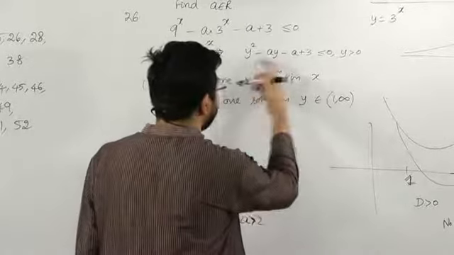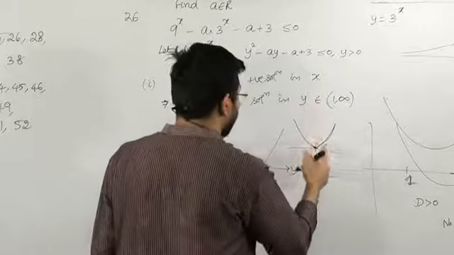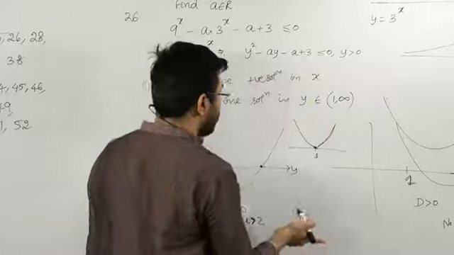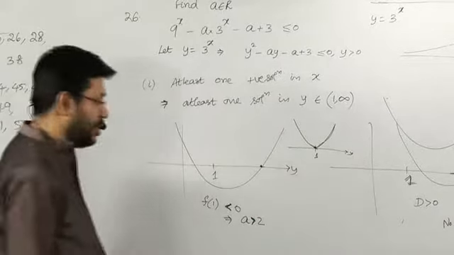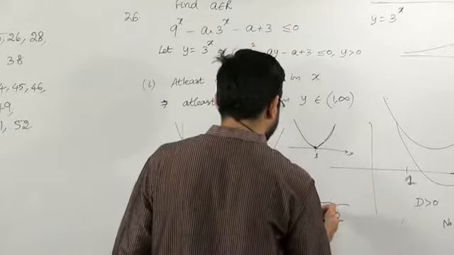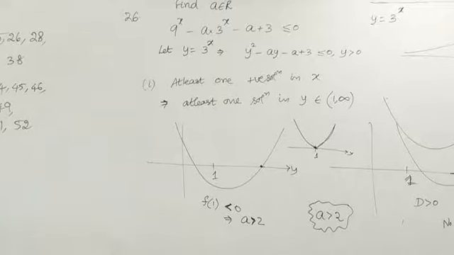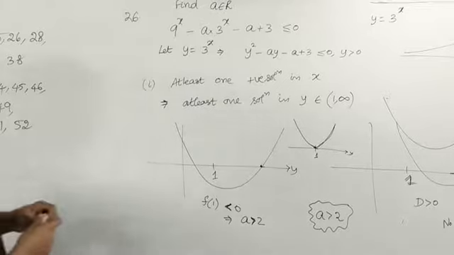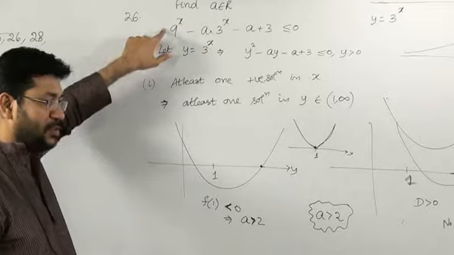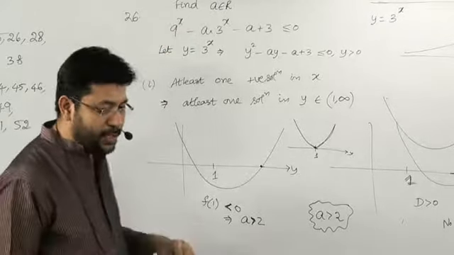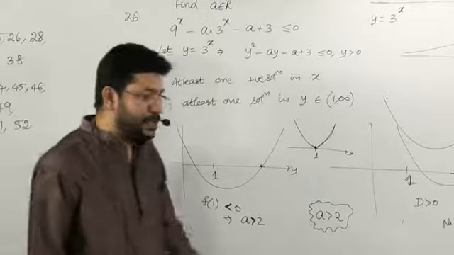If a equal to 2, what will happen? But we want this expression to become negative beyond 1. So a equal to 2 doesn't yield that. Therefore the solution is a greater than 2. So what does that mean? When a is greater than 2, there will be at least one negative solution for x and one positive solution for x. That is, in y there will be one solution in the interval 0 to 1 and another solution in the interval 1 to infinity, a greater than 2.